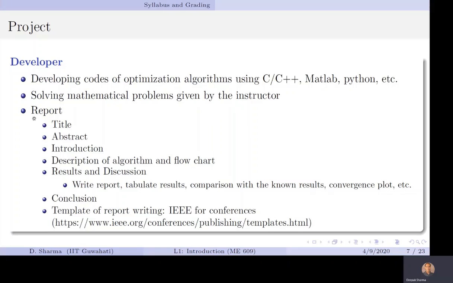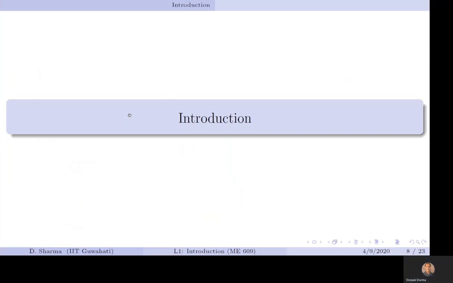And at the end, you have to prepare a report. The report should have a title, abstract, introduction, description of the algorithm and flowchart, and then a results discussion. So you will be tabulating the results, comparing the results, a convergence plot will be there, and you will be explaining all of them. Then you will conclude. For writing the report, I am suggesting you use the IEEE template. On this website, you can download the Word template or the LaTeX template for writing the report.